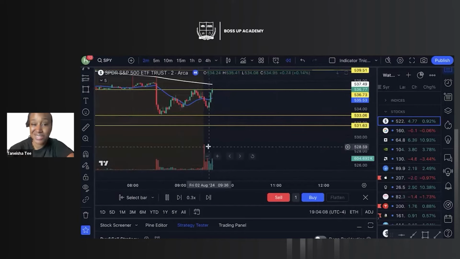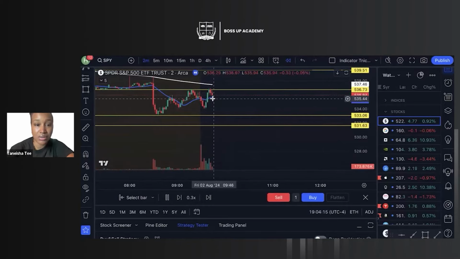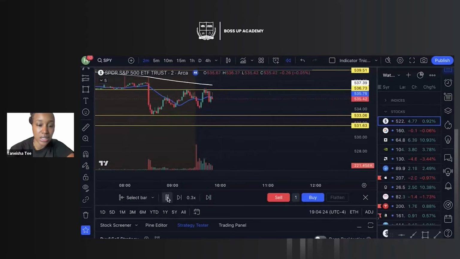So I'm still just sitting pretty, maybe sipping on my espresso. I love drinking coffee. You know, I'm just watching the market and paying attention to the price action. So as you can see here, it's playing around at the 20 EMA, right?